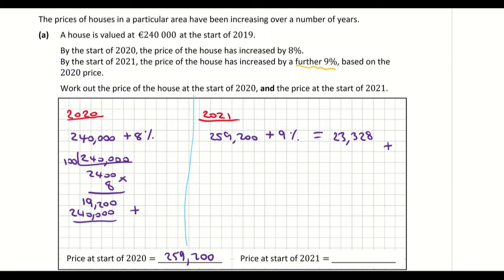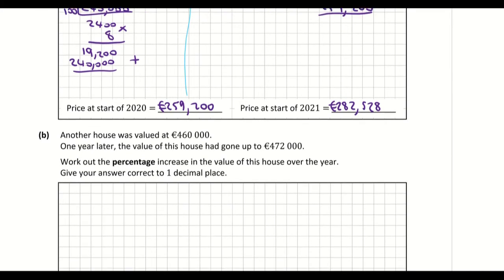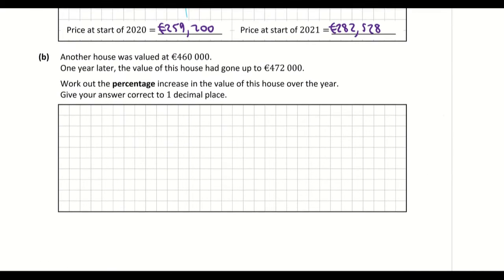23,328 euro. We're going to add on the price at the start of 2020, which is going to be the 259,200 euro, which is going to give us a price at the start of 2021 of 282,528 euro. So to get your percentage, divide by 100 and multiply by the 8 or multiply by the 9.